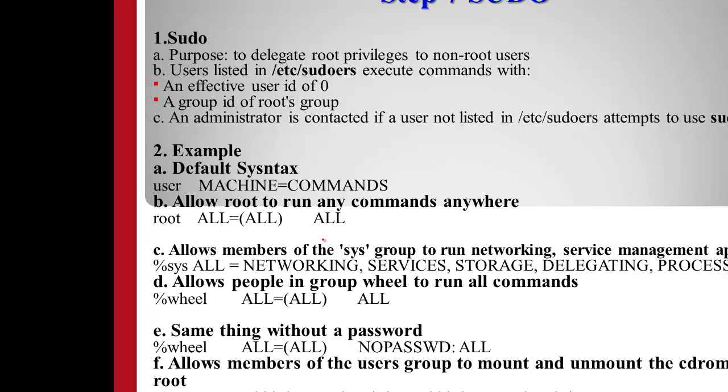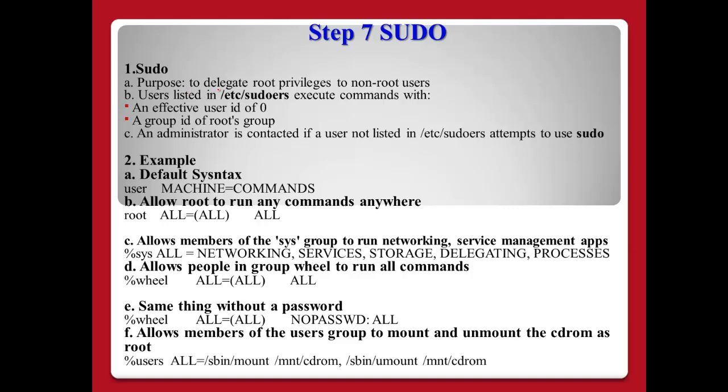Okay, then step 7, the sudo. This will be the last part. Sudo is proposed to delegate root privilege to non-root users. So even if we don't log in as root, we can use all commands with root privilege if we use sudo. For users listed in /etc/sudoers, here we can configure for each user, and the effective user will be 0. 0 means the UID number of root, and the group ID of the root group. This one also is 0.